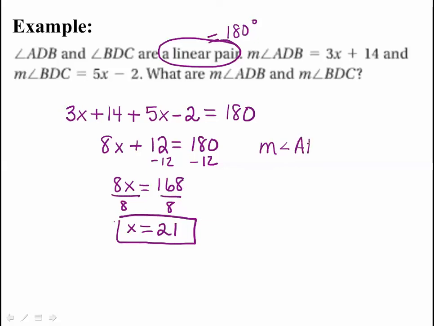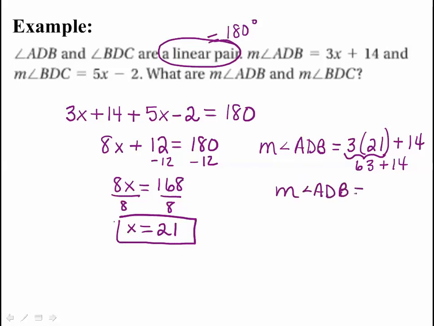So the measure of angle ADB was 3x plus 14, or 3 times 21 plus 14, which is 63 plus 14, or 77 degrees. So the measure of angle ADB is 77 degrees.